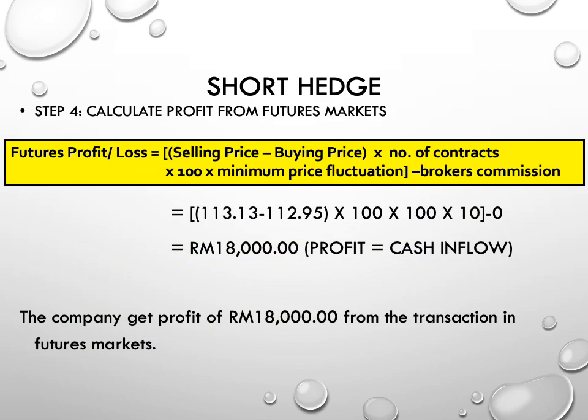Step number 4, you calculate profit from futures market. So selling price minus buying price times number of contract times 100 times minimum price fluctuation minus broker's commission. So selling price and buying price for futures market, you refer from the hedging table. From the column futures market, the selling price is 113.13 and the buying price is 112.95 times 100 number of contracts times 100 times 10 minimum price fluctuation. So you get positive 18,000. So positive means you make profit. Profit is cash inflow.